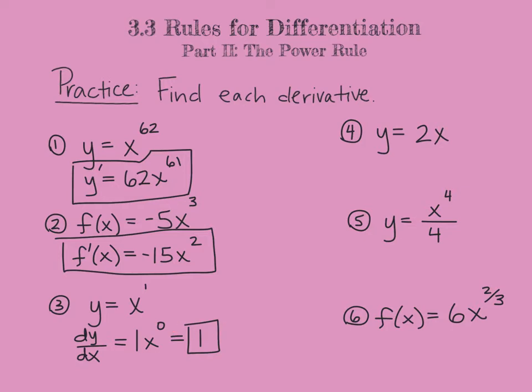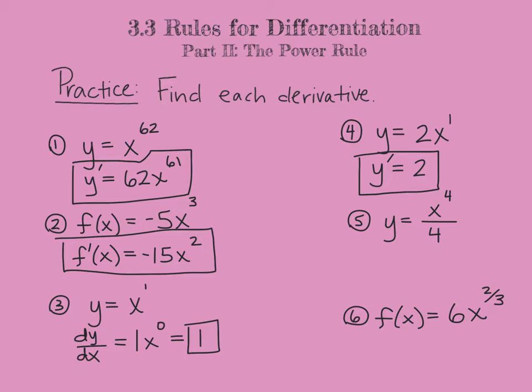Okay, let's take a look at number 4. It's essentially the same idea. So in number 4, to find the derivative y prime, again, this is x to the 1st, we bring the 1 out front and multiply it by the 2, and then it's 1 less than 1, x to the 0. Not going to write x to the 0 because it's just equal to 1. So y prime there is just 2.